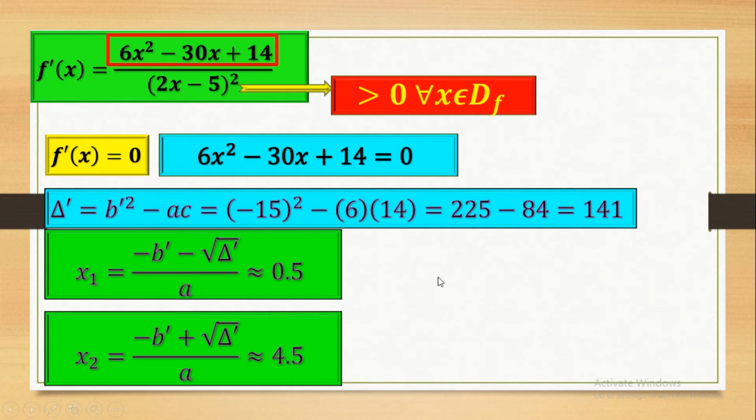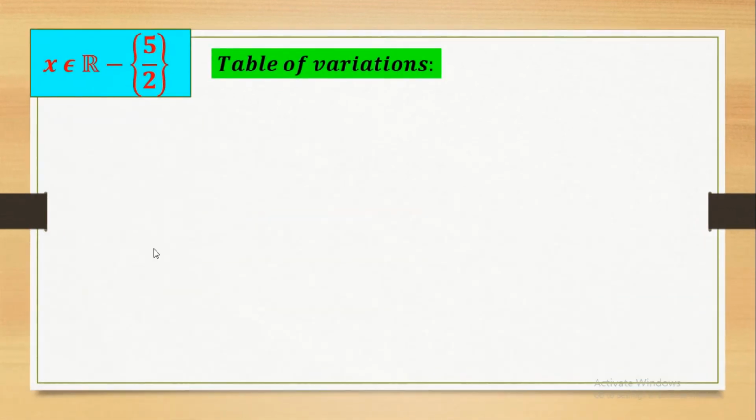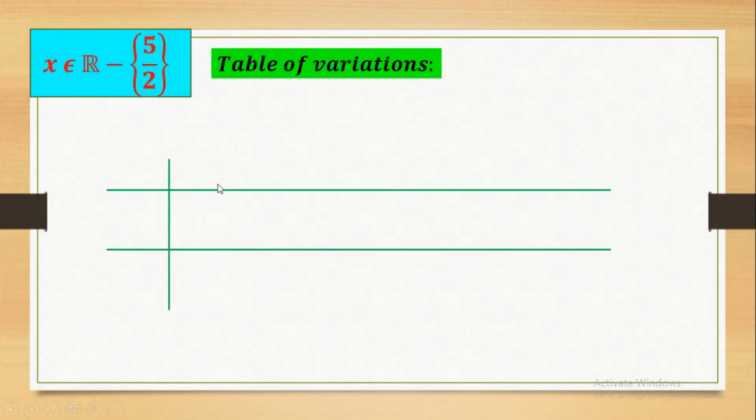But in this quadratic equation, we have found the roots. Delta prime is positive. Then we can say that between the roots we will have the opposite sign of a, and outside the roots we will have the same sign as a. Now let's start with the table of variation.